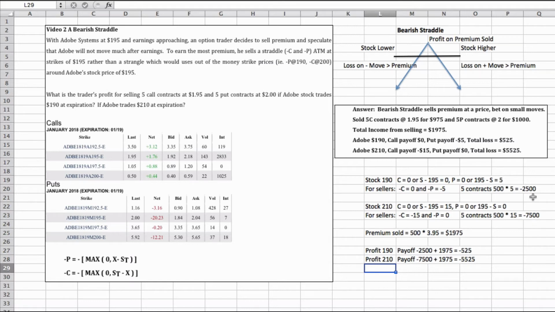And it's offset by the $1,975 that we collected from selling premium. So $5,525 loss from this bearish straddle. Why? Because we had $4 either side we could move, $3.95. Stock moved 5 to the downside, moved 15 to the upside in the other scenario. Both were greater than the premium collected, both were losses. So that's the risk of a short option position and the risk of a bearish straddle.